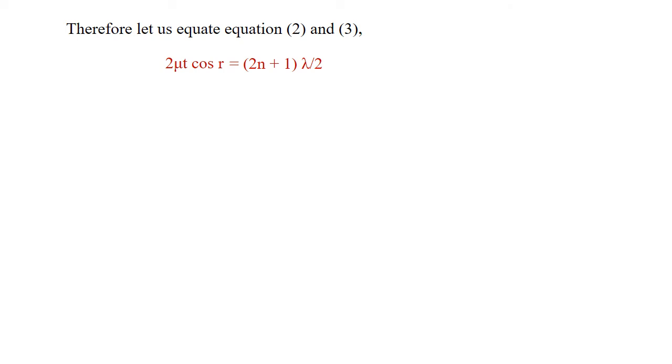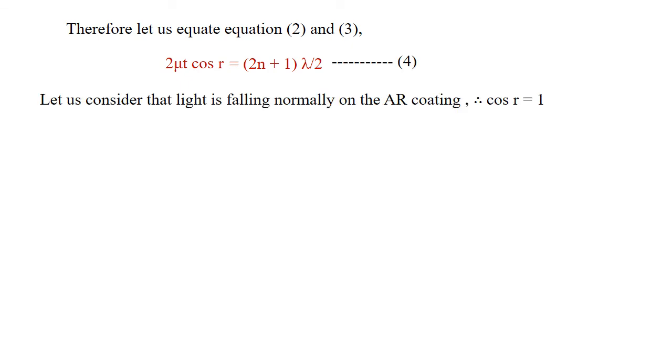So let us say that now we are making the incidence of light normally. Whenever the light falls on the lens of the telescope objective or the camera lens from the object, the separation between the object and that lens is very large. So we can assume that the light falls normally on the air coating, and because of that the angle of incidence and angle of refraction will be 0. So we can take cos r equal to 1.